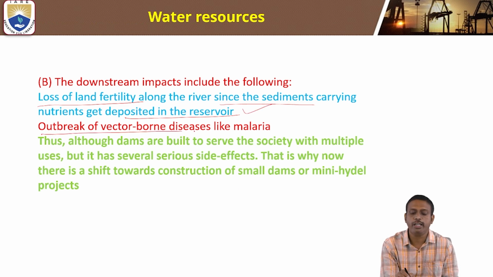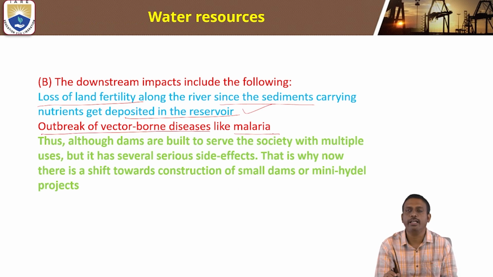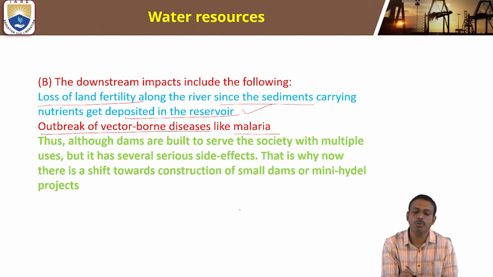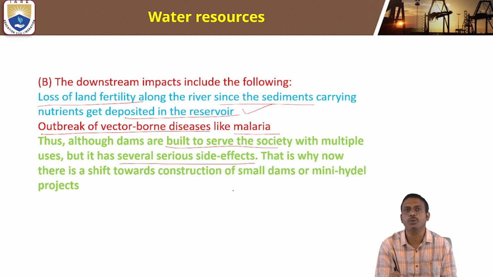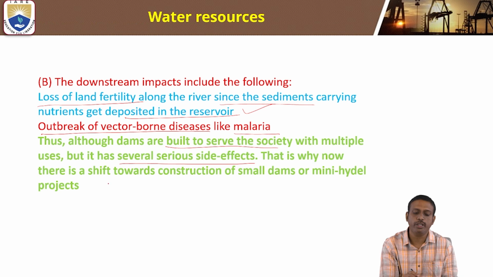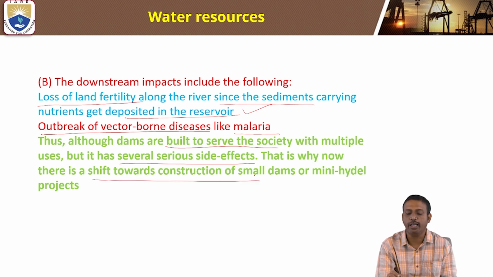Outbreak of vector-borne diseases like malaria. Malaria is also one of the water-affected diseases, a vector-borne disease due to the water. Although dams are built to serve the society with multiple uses, several serious side effects are there. That is why there is now a shift from large dams to small dams or mini hydel projects.